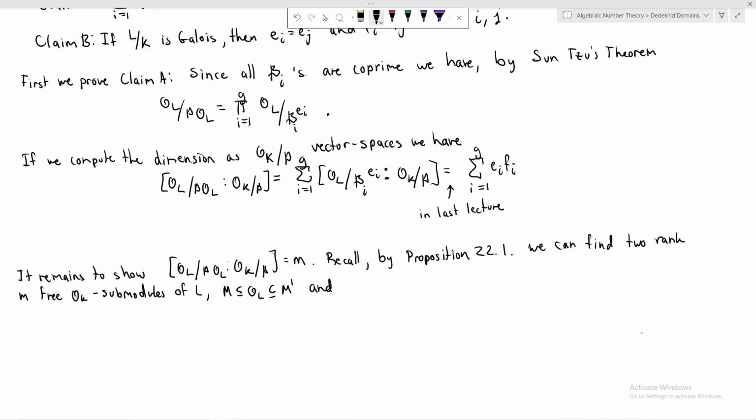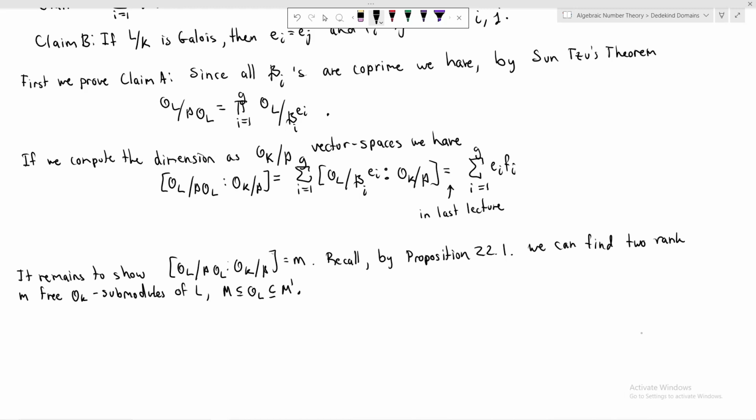And so yeah, let's just pause here for a minute and think about what's going to happen next. Essentially, the idea is when I tensor with O_K mod P, this is going to be a dimension m vector space. This is also going to be a dimension m vector space. And so we're going to sandwich O_L mod P between two dimension m vector spaces, so it too will have to be dimension m.